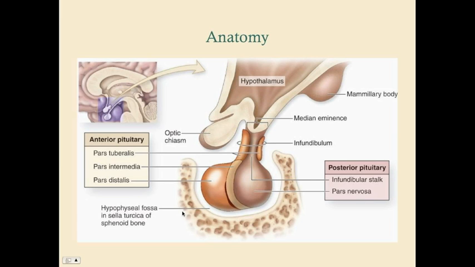And the anterior pituitary sits in the hypophyseal fossa, which is just above the sella turcica. And the sella turcica is part of the sphenoid bone, and it's just this indentation, and this holds this little cavity that protects the pituitary.